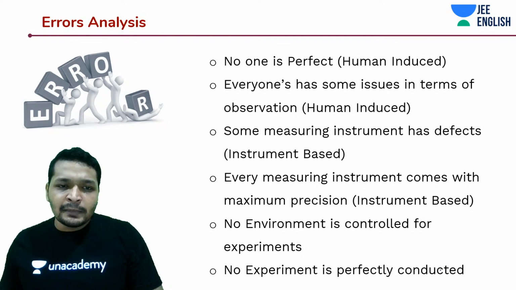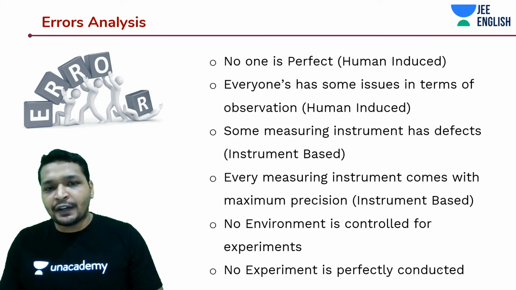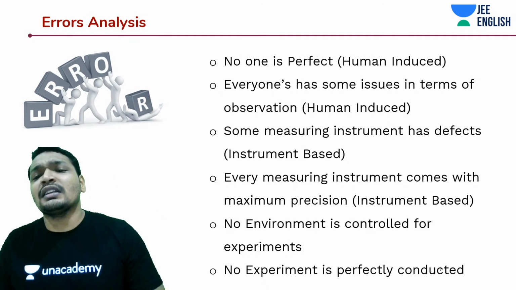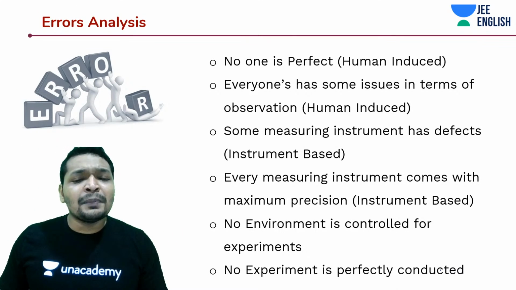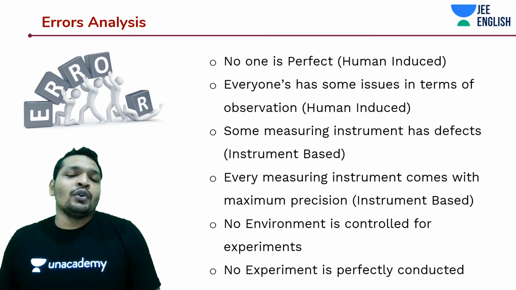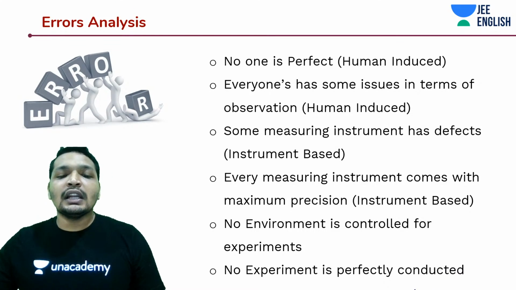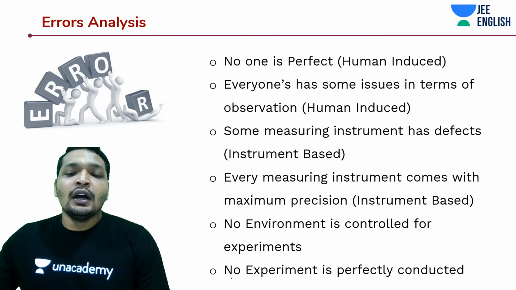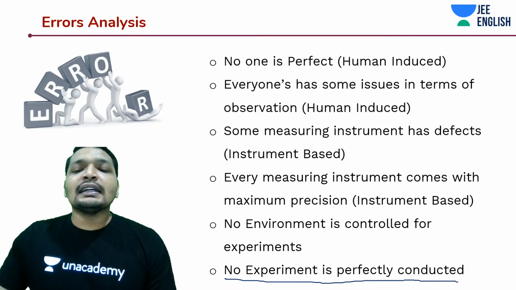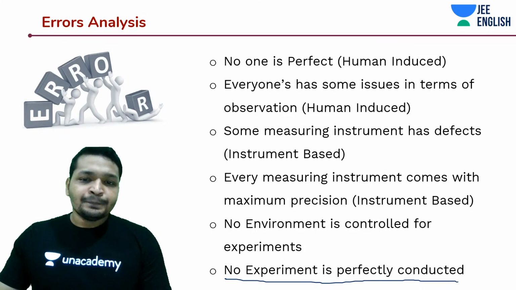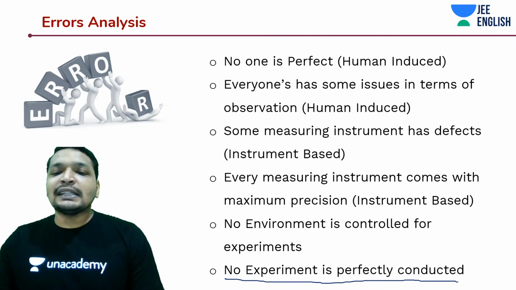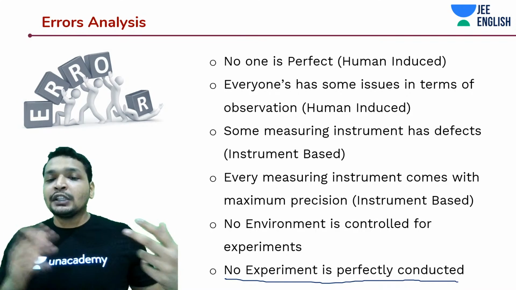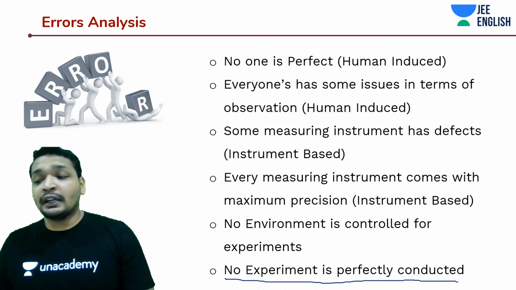And no environment is controlled for experiments. What do I mean? You can have a wind that is affecting your experiment. You're trying to maintain the temperature using some air conditioning system, but still the temperature is not being maintained. So that way, no environment is perfectly controlled. And what about the last statement where I'm saying no experiment is perfectly conducted? I mean, there are always errors in the way you conduct an experiment. Okay, so these are the common kinds of errors, but some errors are induced inherently by the instrument, which you should make sure you are getting rid of.